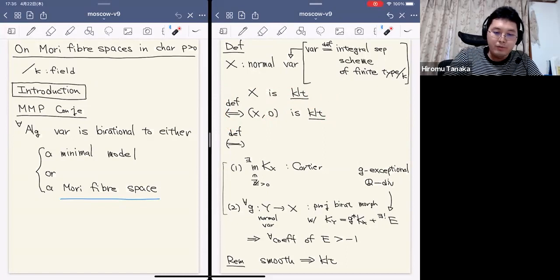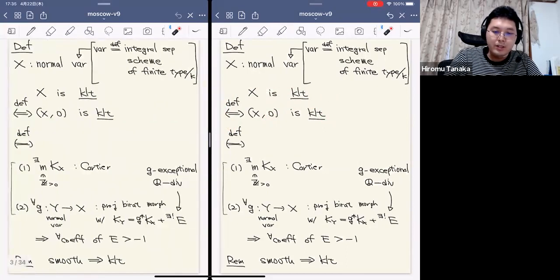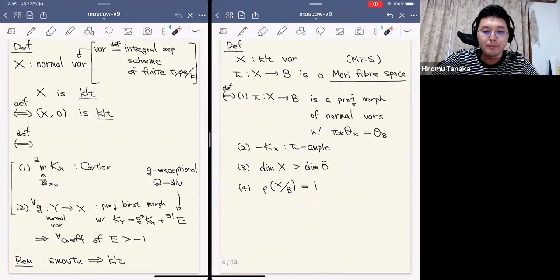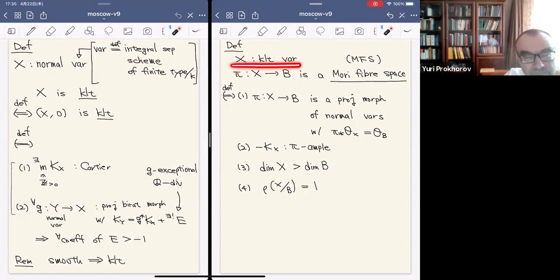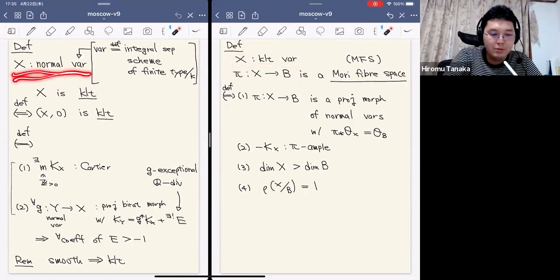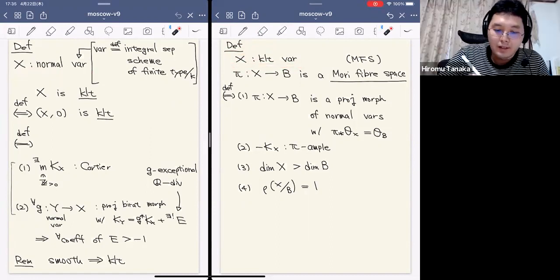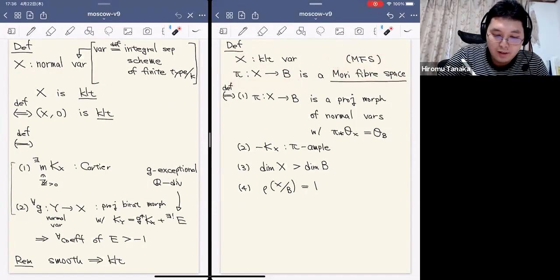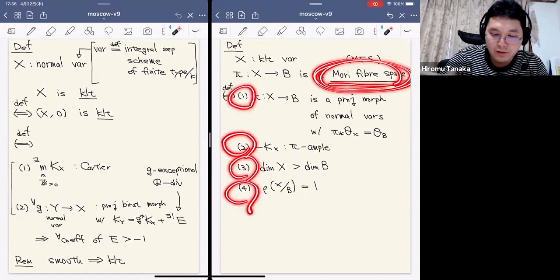Okay, so I have defined the KLT singularity. So now I would like to give the definition of modifiable spaces. So we take a KLT variety. So by definition, this is at least a normal variety. And we say that a morphism is a modifiable space, I just write it as MFS, if these four conditions hold.